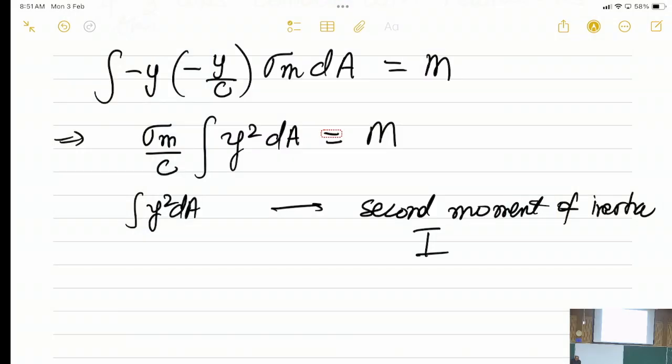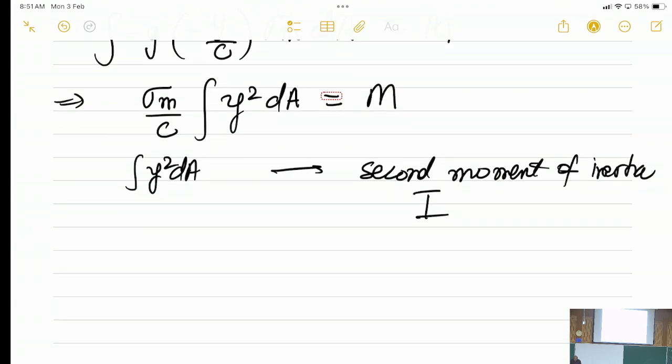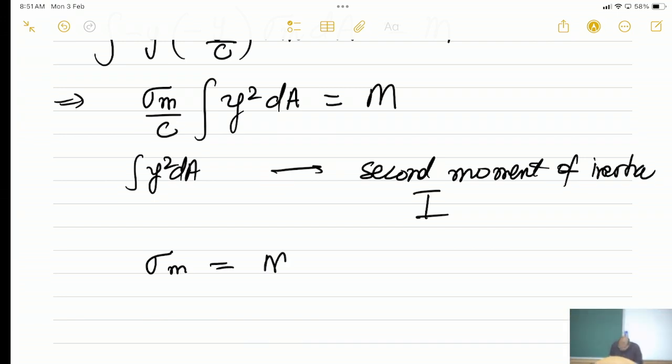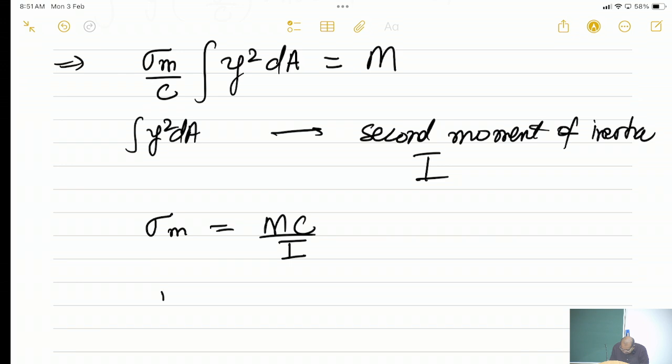So based on this, what we have is sigma m is equal to M times c by I, and sigma x at any section is equal to minus M times y upon I.